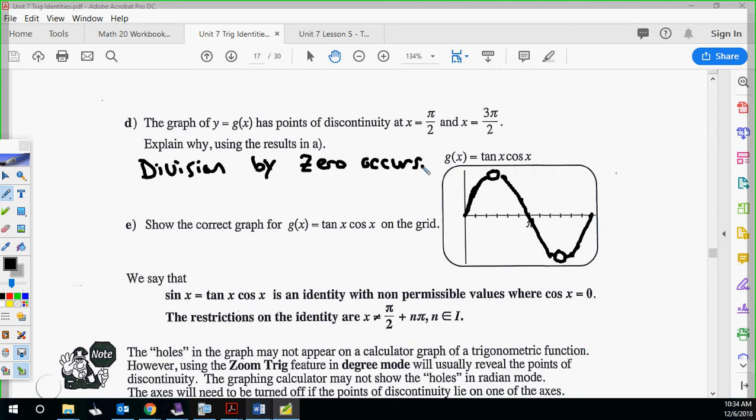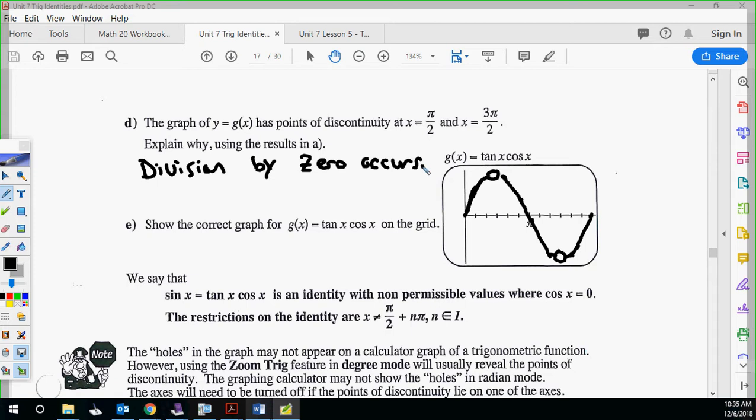We just did that. So we can say that sine x equals tan x cos x is an identity with non-permissible values at cosine x of 0. So they are identical in the sense of what the graph looks like, but they are going to have non-permissible values that create points of discontinuity. Okay?